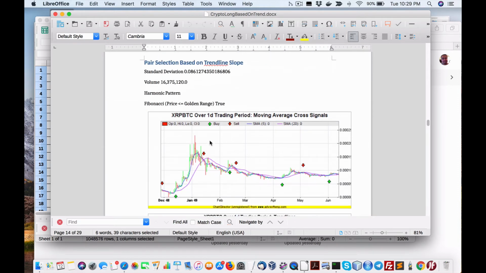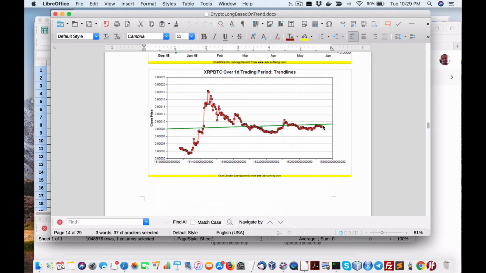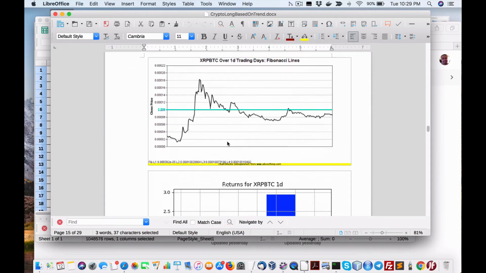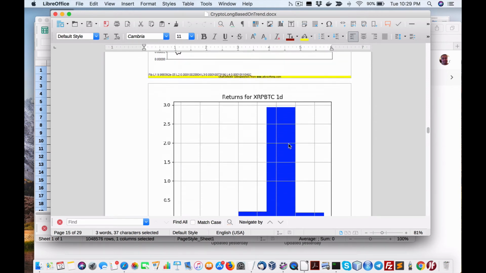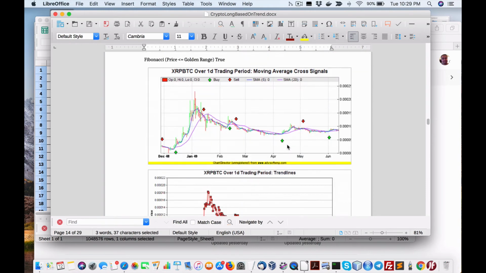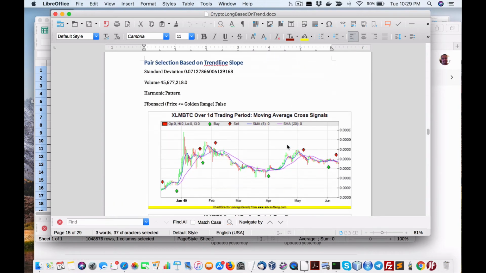Our next one here is XRP BTC, heavy volume. Volatility looks good, so it's a little more stable. We had just a recent buy signal here. Trend is slightly up and just slightly below our trend line, which is good. And definitely we have more positive returns lately. So this may be a decent one to go with as well. You can see the difference between this and what I had before.